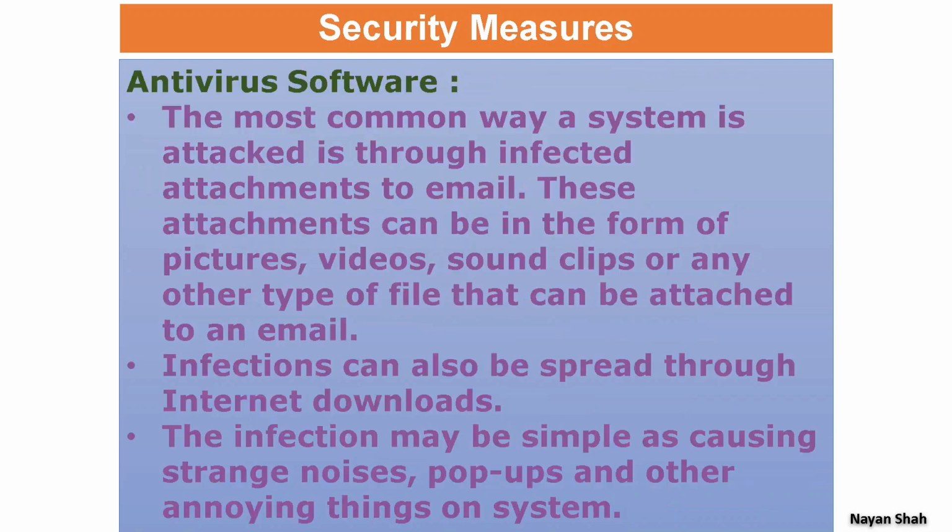The common way a system is attacked is through an infected attachment to an email, and this attachment can be in the form of a picture or video or sound clip or anything. So it is very important we never open any unknown email or unknown attachments. Infections can also be spread through internet downloads, and may be as simple as causing strange noises or pop-ups and other annoying things on the system. It is not necessary that every time the virus will harm your data or hack your financial transaction. Sometimes it just creates some annoying noises in your computer, or some pop-ups will keep on coming, or something else.